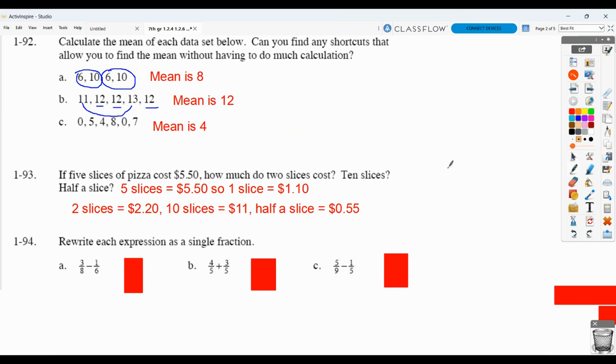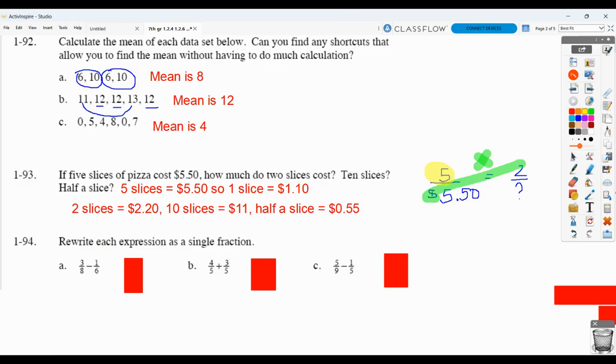You could also have shown your work by setting up the proportion. 5 slices of pizza cost $5.50, and we want to know the cost of 2 slices. So slices is across from slices, cost is across from cost, and of course with a cross product proportion situation, you're going to multiply diagonally across, and then you're dividing by the third value. So if you want to show the work that way, that'd be fine as well. If you're going to do that, then you would use the same proportion, only now go with 10 slices, and now go with half a slice.